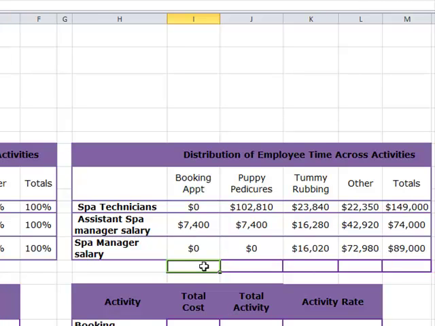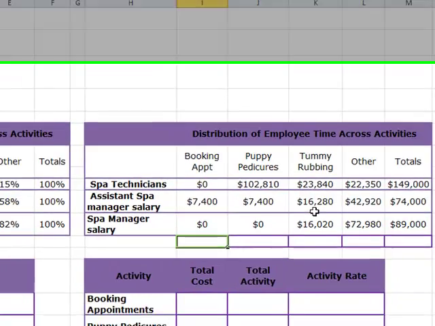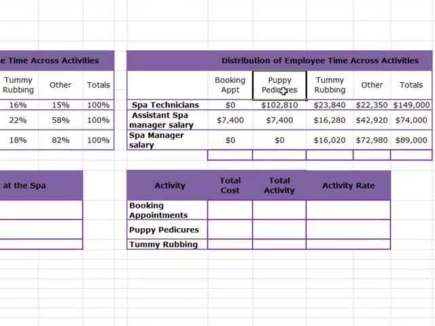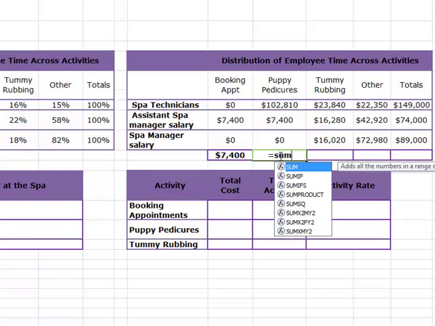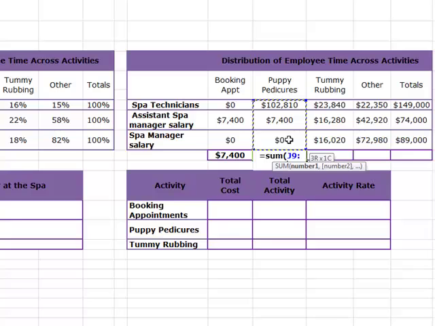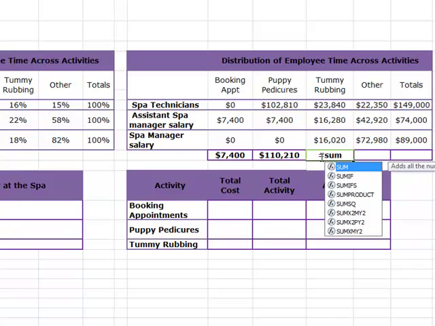So now what I need to do is total up what the total cost is for each of the three activities I'm interested in, which are booking appointments, puppy pedicures, and tummy rubbing. So I'm going to just add these together. And I know that that's going to be that 7,400. And here I'm going to use that equal sum. And I know I'm doing this a long way, but I want everyone to see all of my steps.